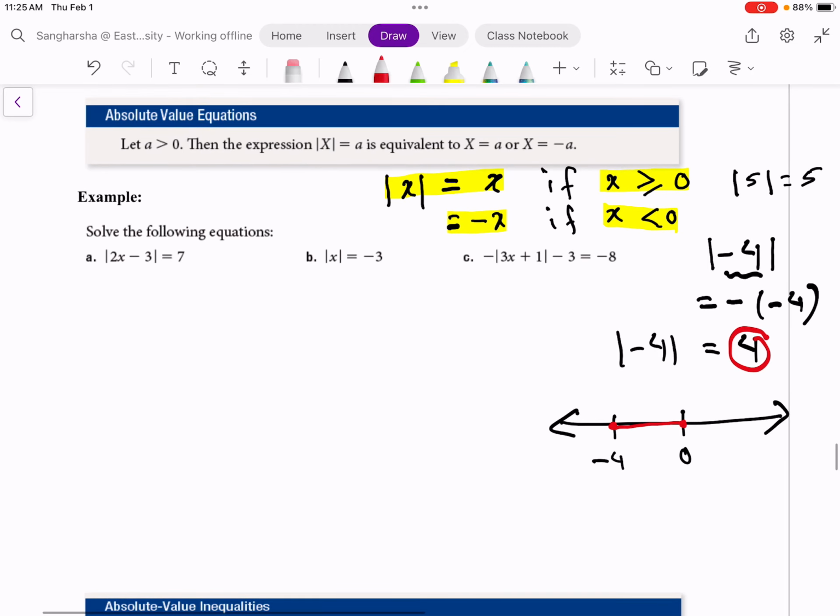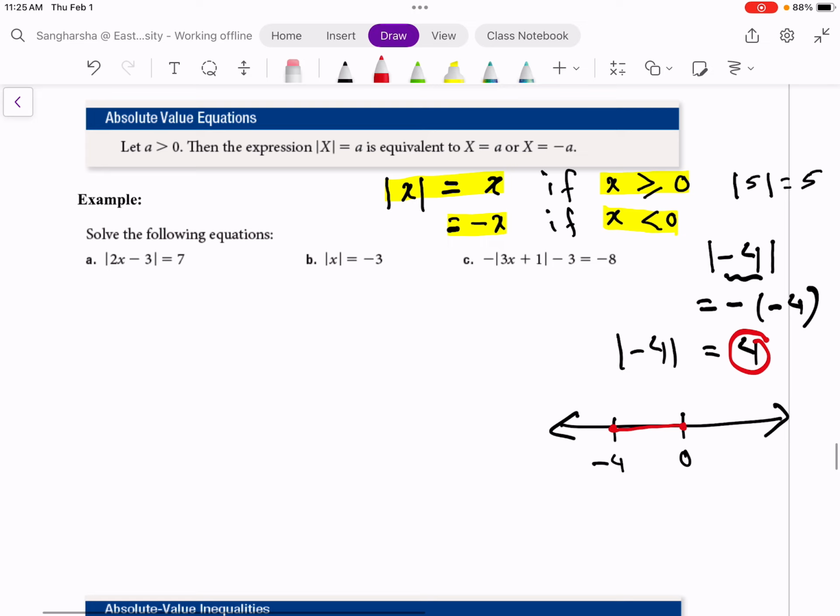Now if we have an equation with an absolute value expression, then that is an absolute value equation. So let's say we have the absolute value of x equals a. We have an absolute value expression and the equal sign, so this is the equation. Now we need to solve this equation, and in order to get rid of the absolute value, we get two different equations. Let me write it down here.